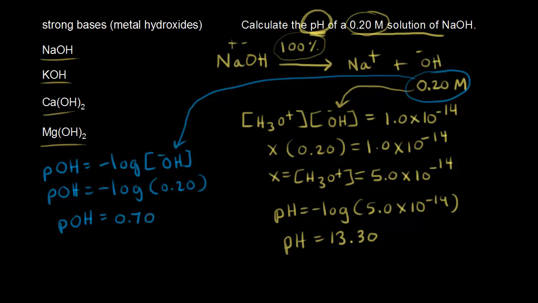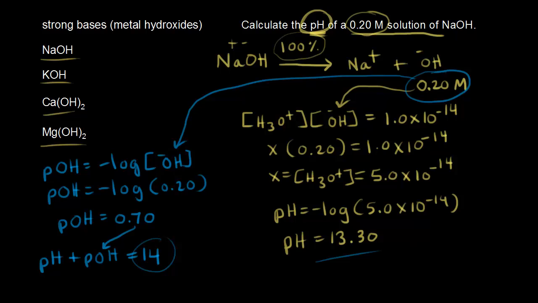0.70. And to find the pH, all we have to do is remember another formula, right? pH plus pOH is equal to 14. So if we plug in the pOH as 0.7 right here, 14 minus 0.7 obviously is going to give you 13.3. So we get the same answer for the pH no matter how we do this problem.